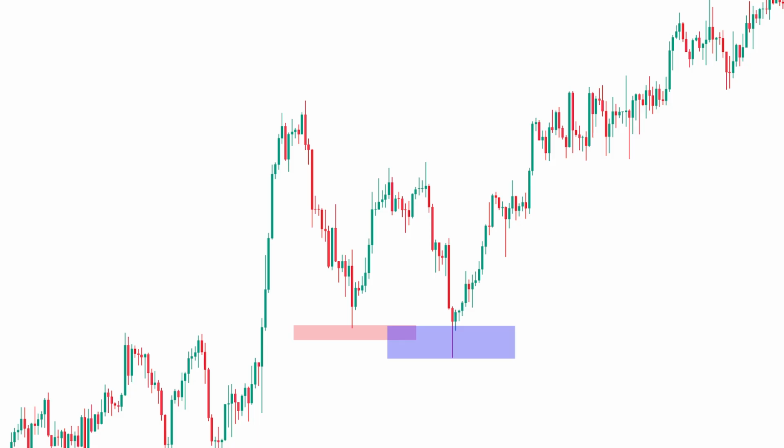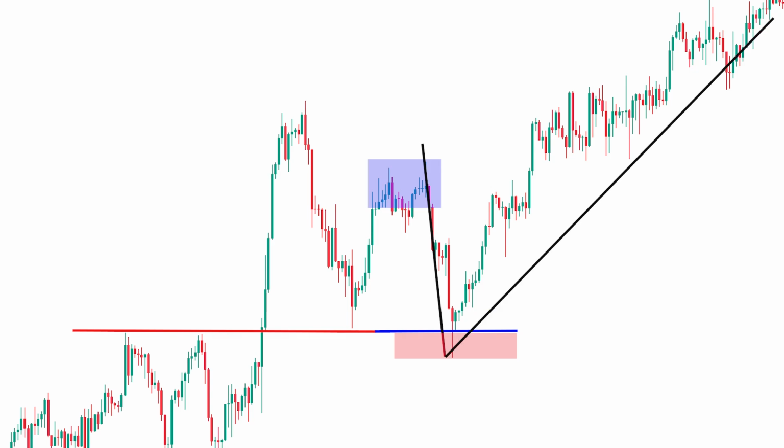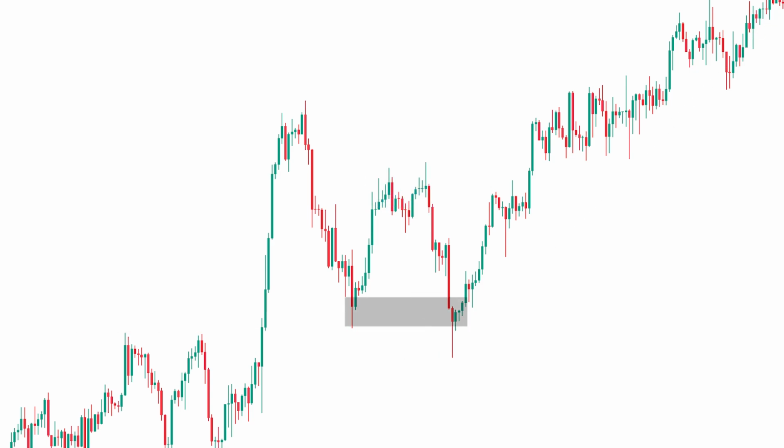That's called an inducement. An inducement is a move designed to lure traders into a predictable action. As more traders enter or place stops around the same level, liquidity builds up there. On the chart, it usually appears as a small swing high or swing low before the real move. Price returns to that level, sweeps the liquidity, and then continues in its intended direction. Remember, an inducement is not the target. It's the bait the market uses to collect liquidity before the real move begins.